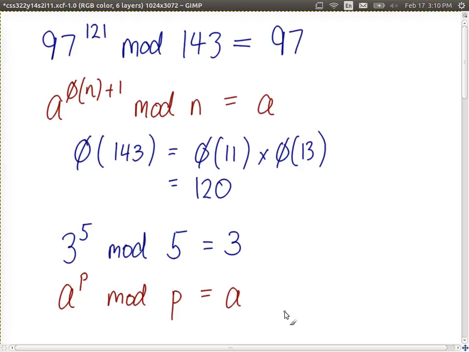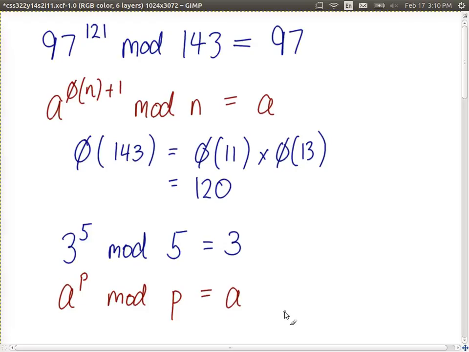Again, we don't attempt to prove that. We'll just make use of it to make our life easier in solving some problems later. Of course, this one you can quite easily do in your head anyway. 3 to the power of 5 is something. 3 times 3 is 9, times 3 is 27, times 3 is 81, times 3, 243. 243 mod 5, the remainder will be 3.